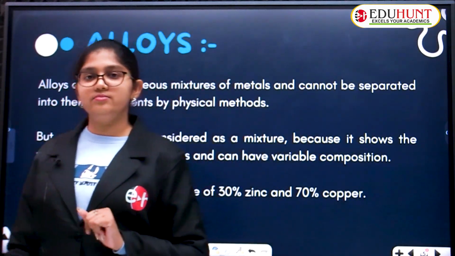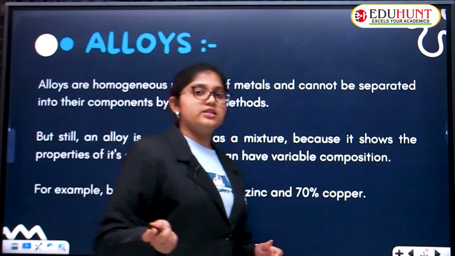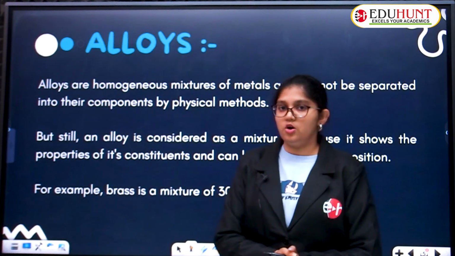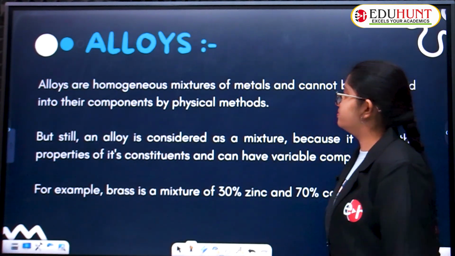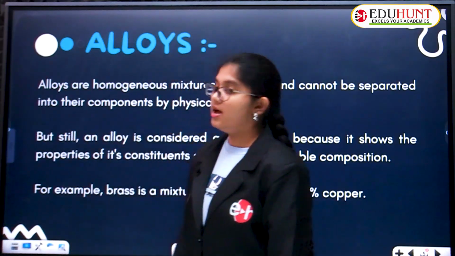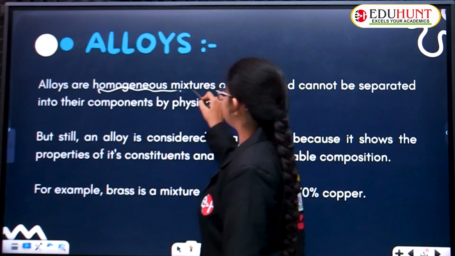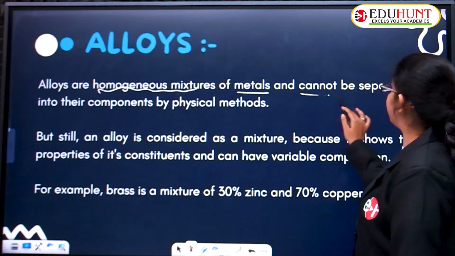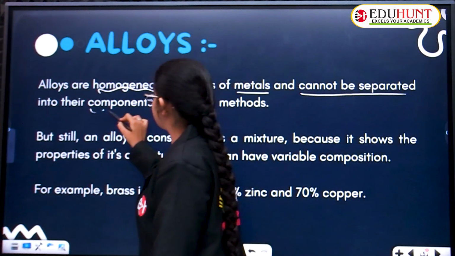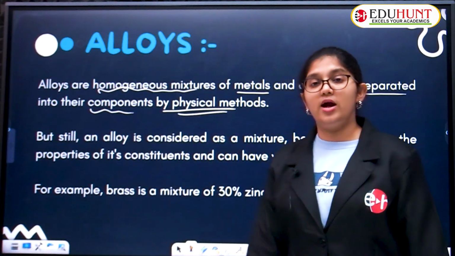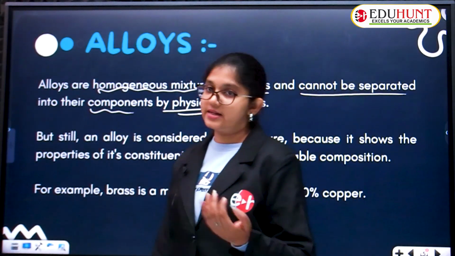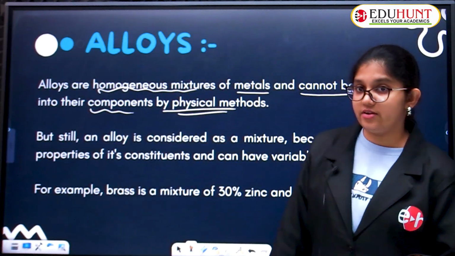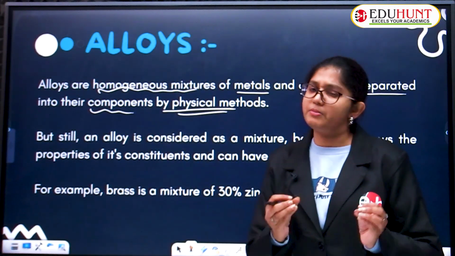I told you an alloy is a solid solution. It is mixed, two or three solids are mixed together to give a different substance. We'll see what that is. Here we go. Alloys are homogeneous mixtures of metals and cannot be separated into their components by physical methods. So alloys can be a mixture of metals such as gold, copper, what else? Yeah, very good, iron. All these things are mixed together in particular ratios.